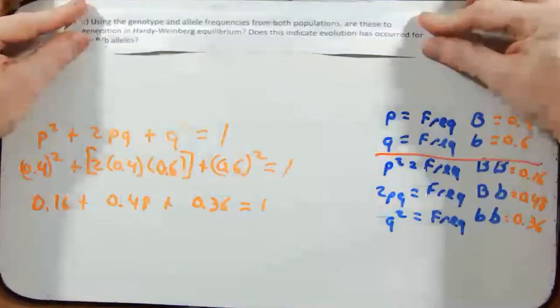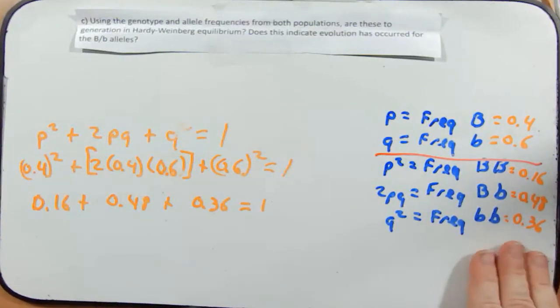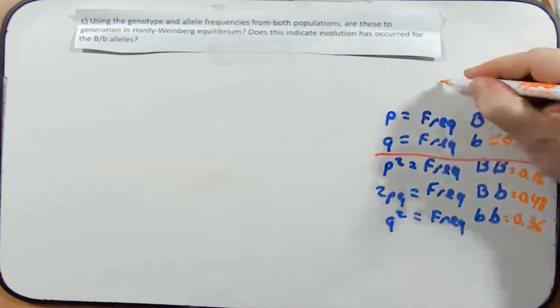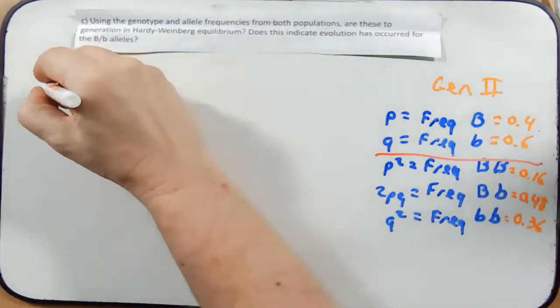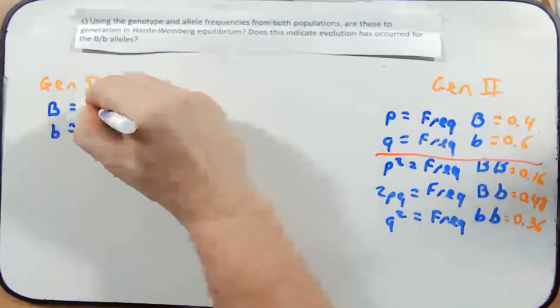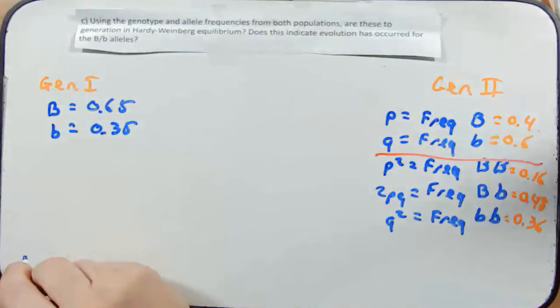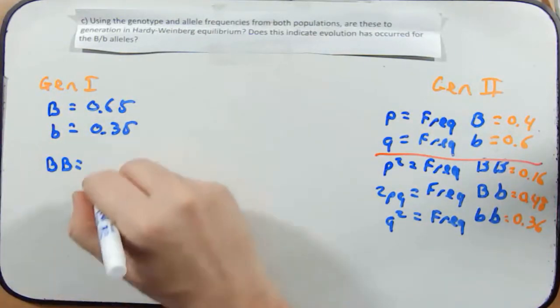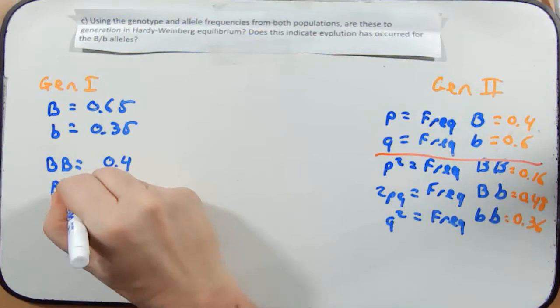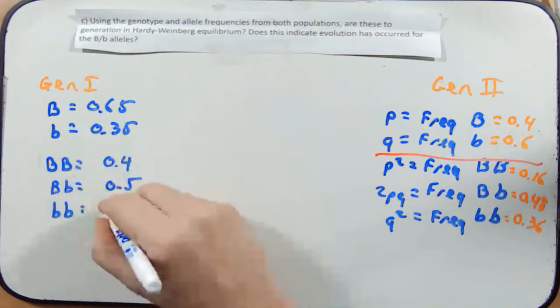Okay, so for part C, what they're asking us is, using the genotype and allele frequencies from both populations, that is from this generation here and the previous generation on the previous whiteboard, are they in Hardy-Weinberg equilibrium? So remember, this is generation 2 here, and let's remind ourselves what generation 1 was. The frequency of big B was 0.65, and little b, remember, was 0.35. The genotype frequency of big B, big B was 0.4. The frequency of big B, little b, the heterozygotes in generation 1, was 0.5. And the frequency of little b, little b in generation 1 was 0.1.